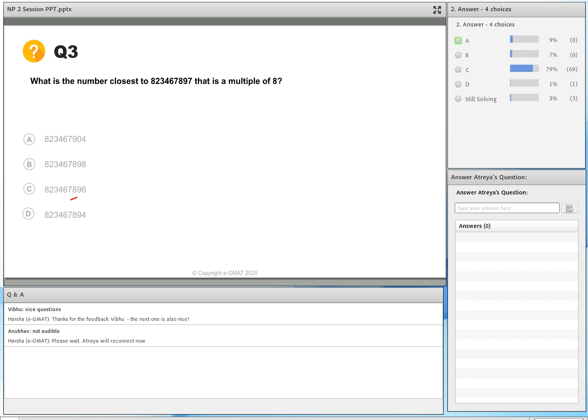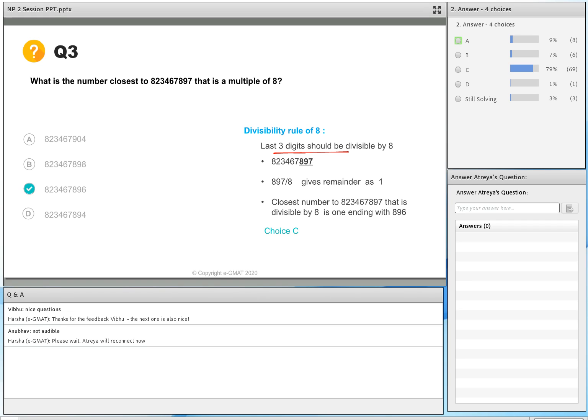So let's read the question. What is the number closest to this long number, which is a multiple of 8? Now we know that if it's divisible by 8, the rule we follow is that the last 3 digits should be divisible by 8, right? Absolutely correct. Thank you for all of your answers in the short answer poll as well. So the last 3 digits should be divisible by 8, and that is the only thing I'm going to check.